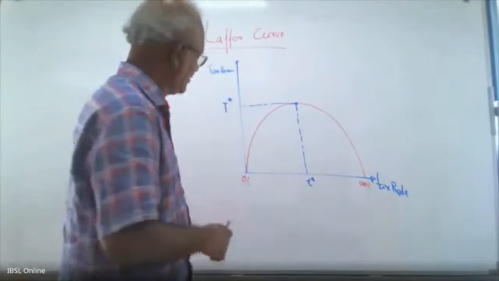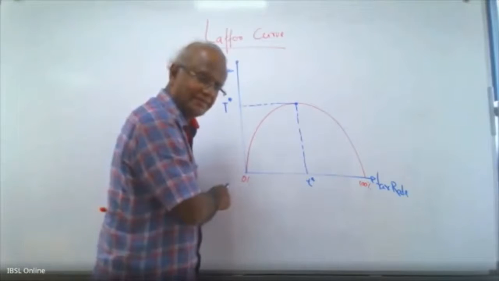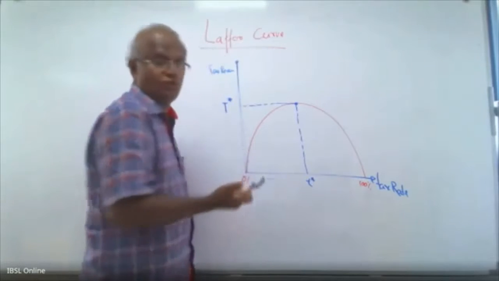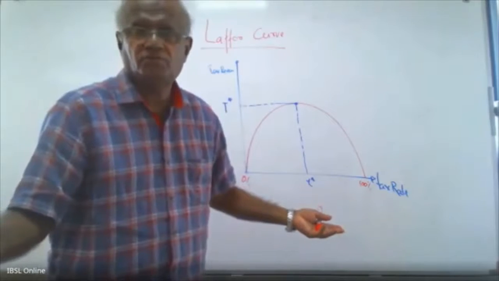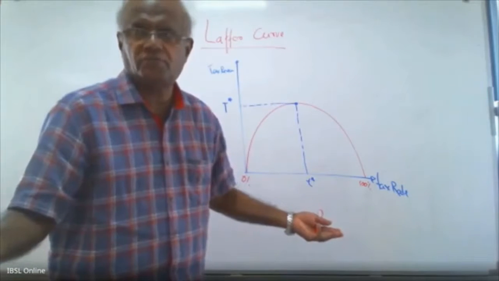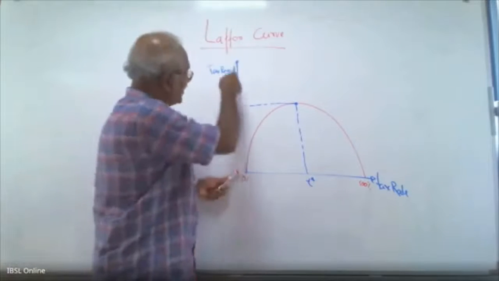Right? This is the tax rate. Tax rate 0. Government tax rate 0 means what? Tax revenue 0. If there are no taxes at all, if private companies or individuals are taxed at 0%, you need not pay tax. Government tax revenue 0.